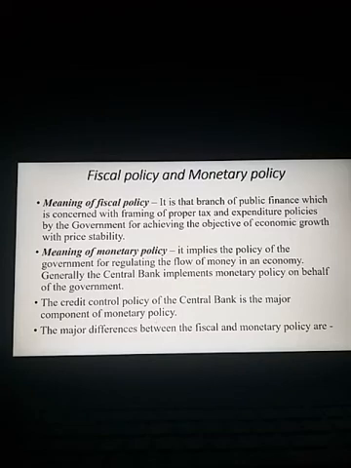Recollect, we have discussed the role of monetary policy during inflation and deflation in the previous chapter. So, credit control policy is a major component or instrument of monetary policy at times of inflation. How the central bank controls through monetary policy, and at times of deflation, how the central bank or RBI controls the situation through monetary policy. The major differences between fiscal and monetary policies are mentioned below.